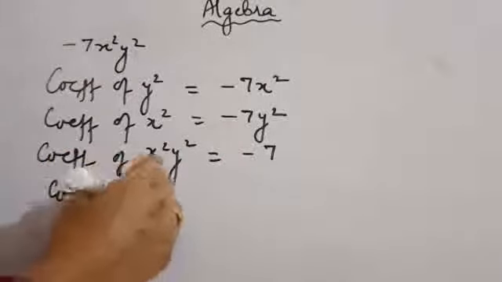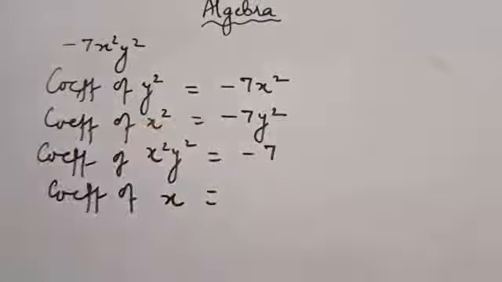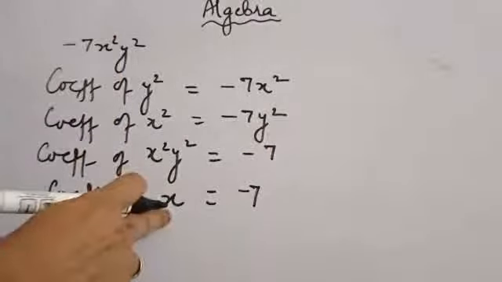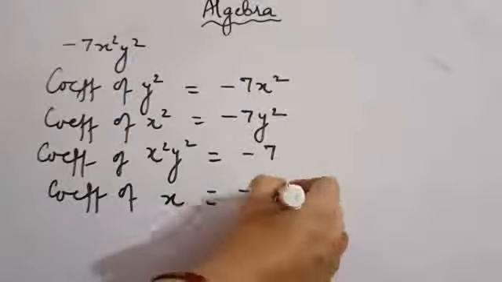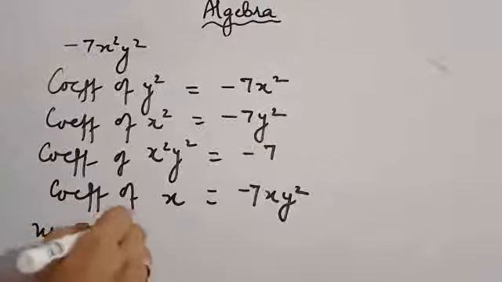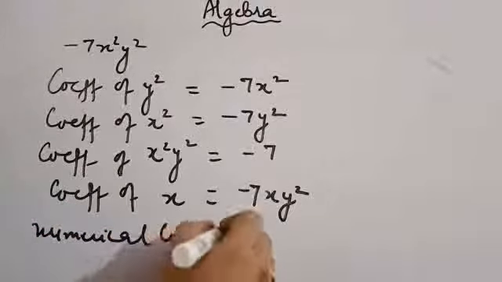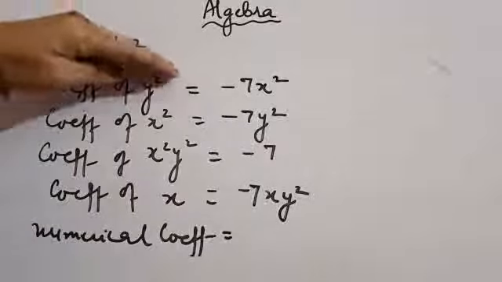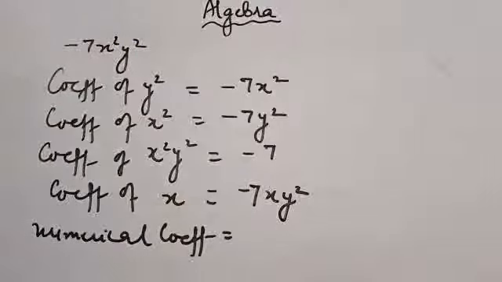Suppose I ask you the coefficient of x. If you remove x from this, what remains? Minus 7. There were 2 x's, 1 is here, so you are left with 1x and y square. Now one more thing, numerical coefficient. What do you mean by numerical coefficient? Numerical coefficient is the number part only, and the number part carries the sign also. Numerical coefficient is only the number part in this term. So it is minus 7. It will carry the sign also.